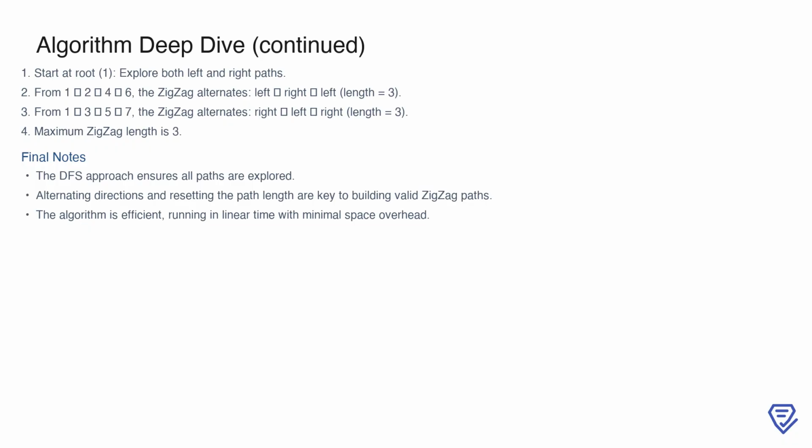The DFS traversal ensures that all possible paths are explored, and the use of a global max_length variable allows the algorithm to efficiently track the longest path. This approach, with its linear time complexity and minimal space usage, provides an effective solution to the problem.